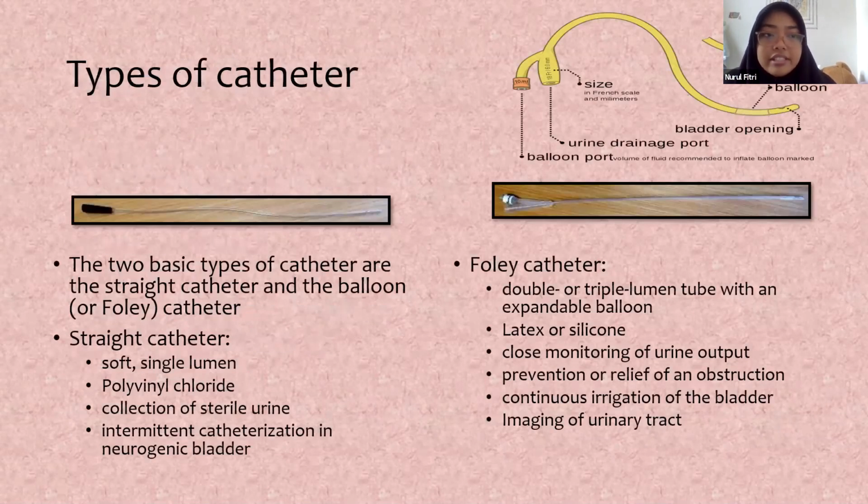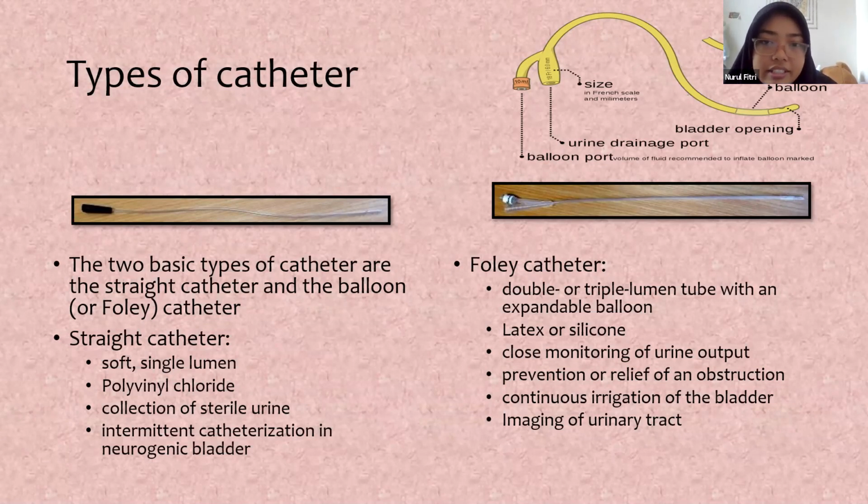Okay, there are two basic types of urethral catheter: the straight catheter and the Foley catheter. The straight catheter, just like in the picture, is a single lumen, soft catheter made from polyvinyl chloride. Its function is the collection of sterile urine for diagnostic purposes, and also intermittent catheterization in neurogenic bladder.